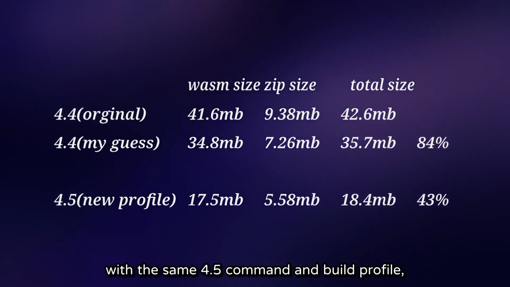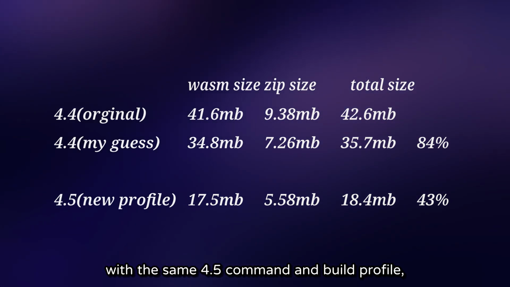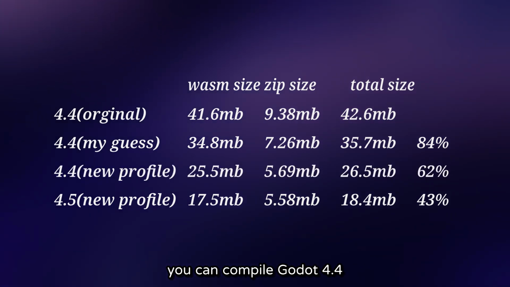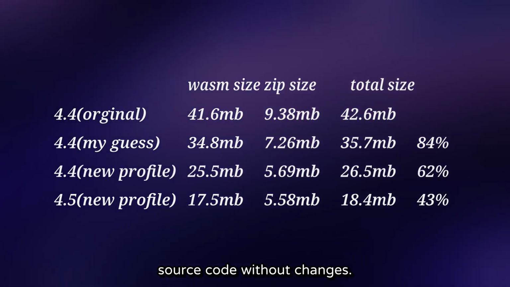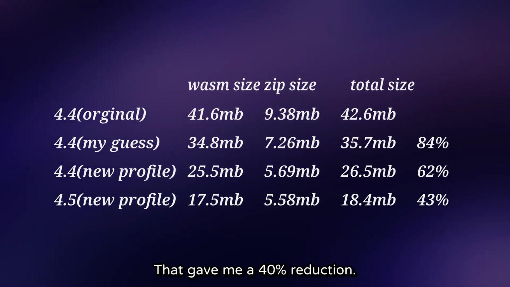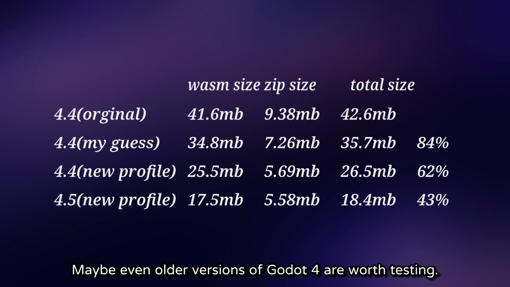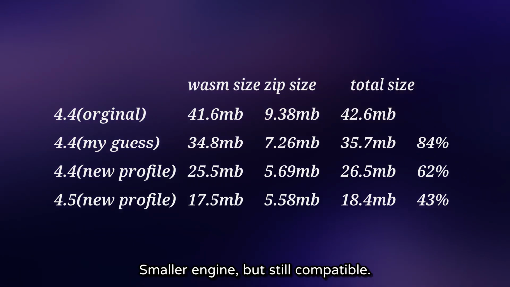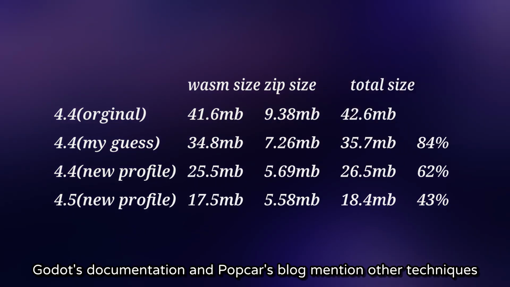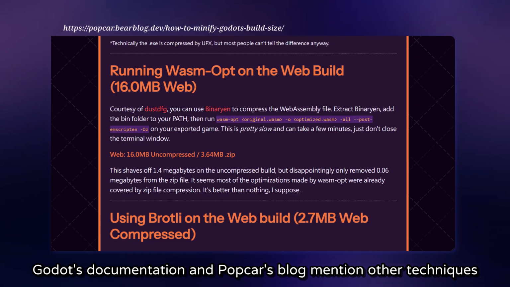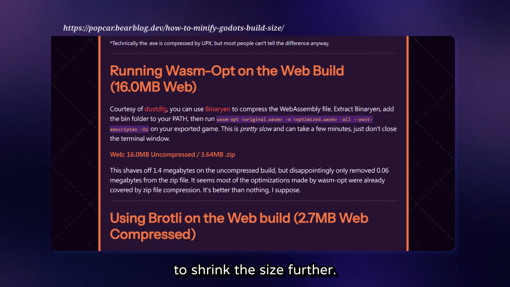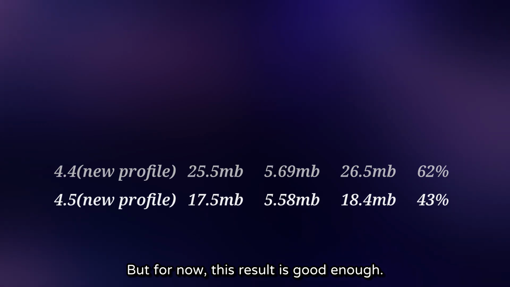Interestingly, with the same 4.5 command and build profile, you can compile Godot 4.4 source code without changes. That gave me a 40% reduction. Not bad. Maybe even older versions of Godot 4 are worth testing. Smaller engine, but still compatible. Godot's documentation and Popcar's blog mention other techniques to shrink the size further. But for now, this result is good enough.